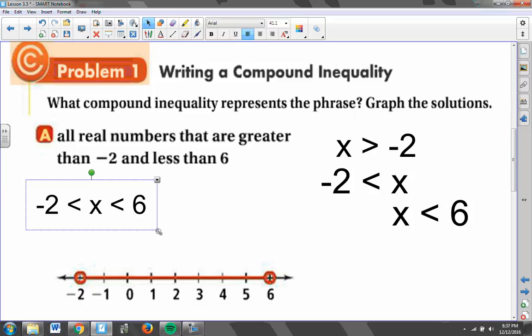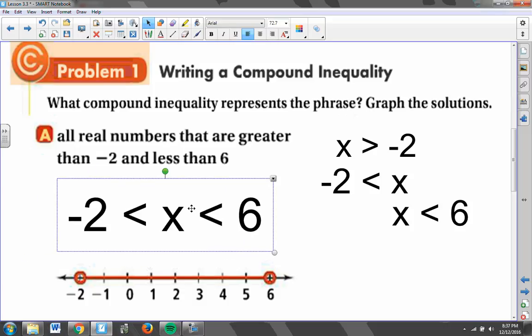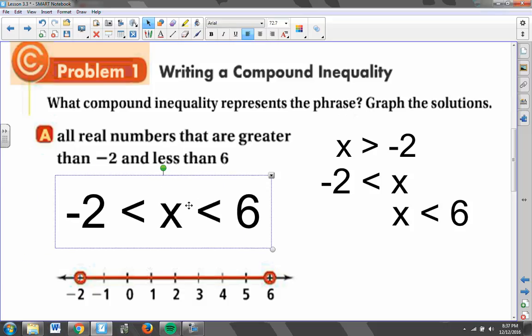And then to graph that, we just treat each inequality symbol individually. This one here at the -2 should be open, because there's no equal to sign. And the same thing on the other side. The 6 should be open because there's no equal to sign. And the graph is always the two endpoints shaded in between, like we did here.